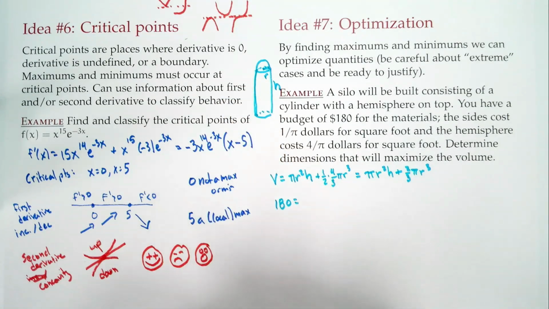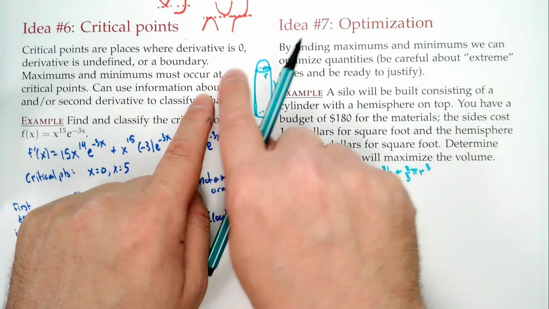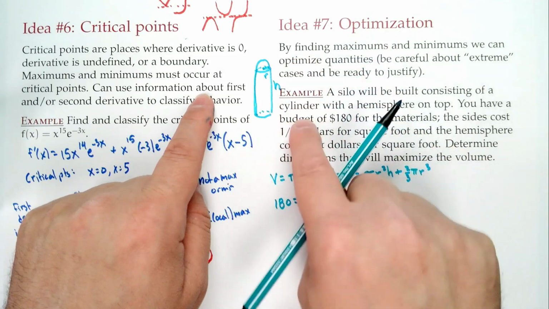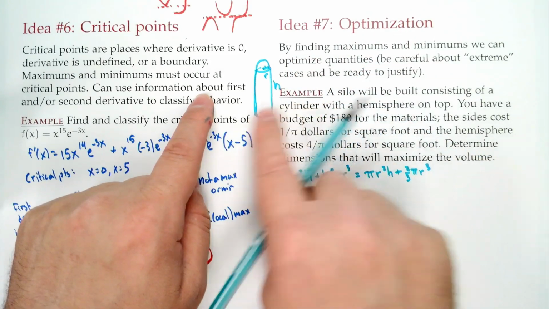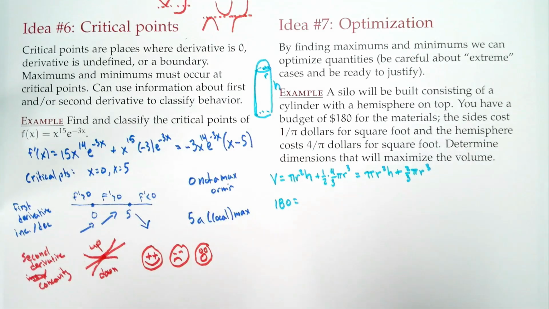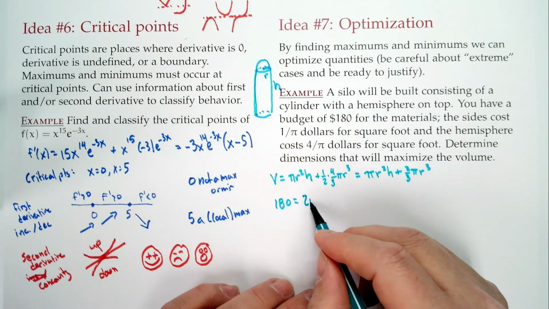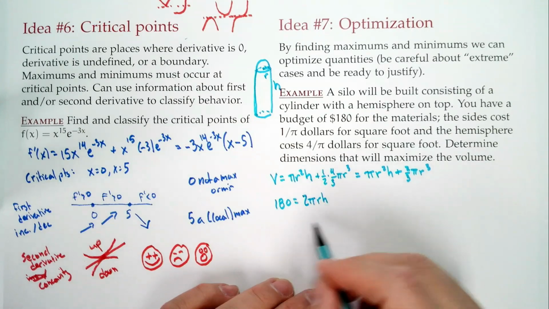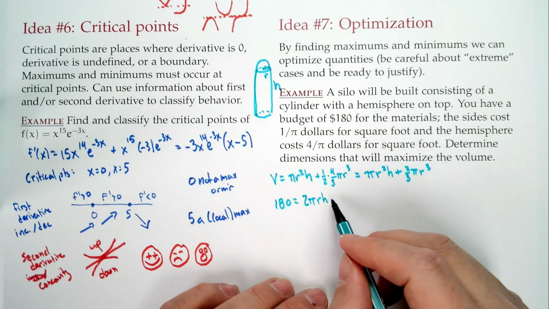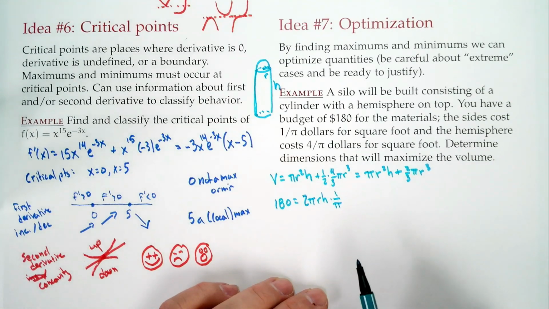If you cut the side of the cylinder and lay it flat, you'll get a rectangle. The rectangle has area where the height is h, and the length is the circumference laid flat, which is 2 pi r. So the area from the cylinder is 2 pi rh, that rectangle when we lay it flat, times 1 over pi.